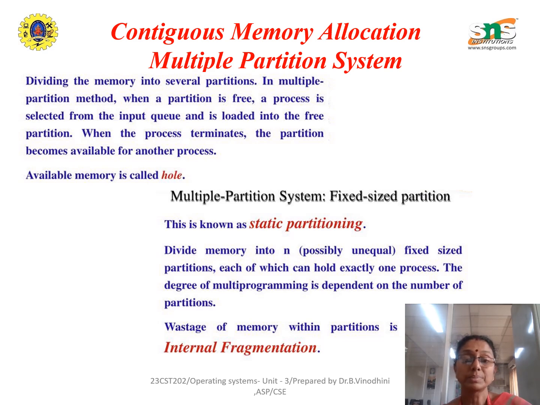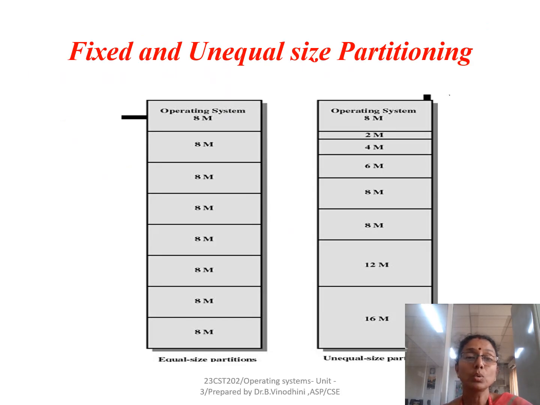That is static partitioning. So that is a fixed and unequal partitioning. In static partitioning, we have equal and unequal size partitioning. The left side figure shows equal size partitions in the physical memory.